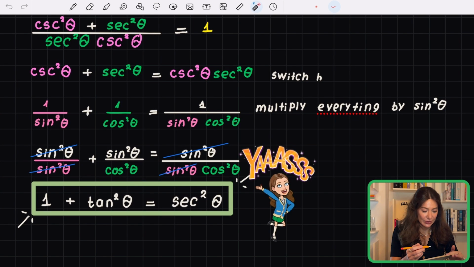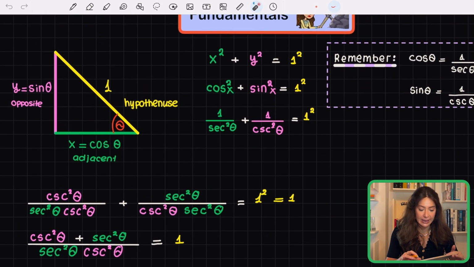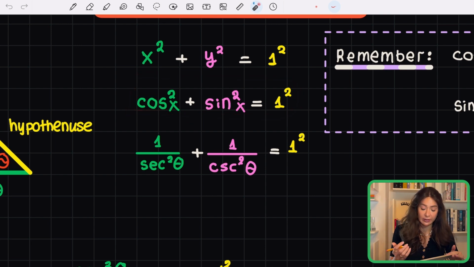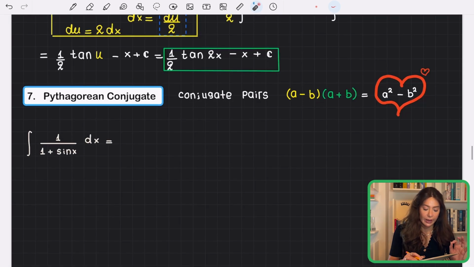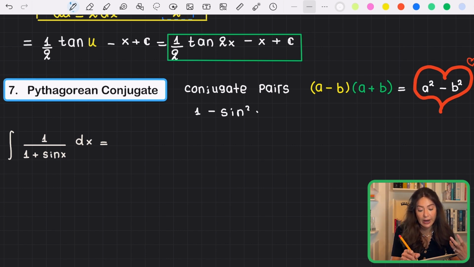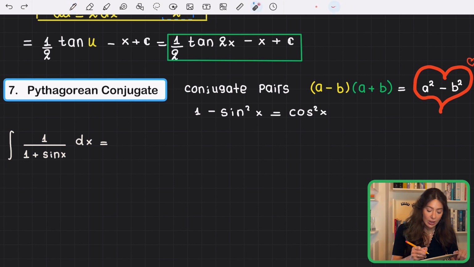And remember, I showed you for trick number 6 this very fundamental relationship, which is the Pythagorean theorem: cosine squared x plus sine squared x is 1. That's super important, and the Pythagorean conjugates come from that idea. If instead of 1 plus sine x there, I had 1 minus sine squared x, oh, that would be great, because then that equals cosine squared. But I don't. I have sine x and also plus and no squares.